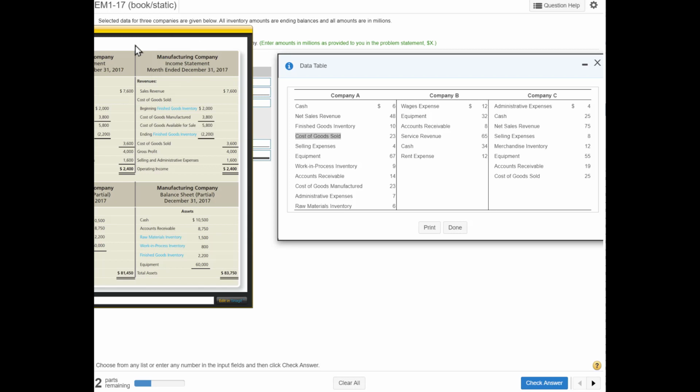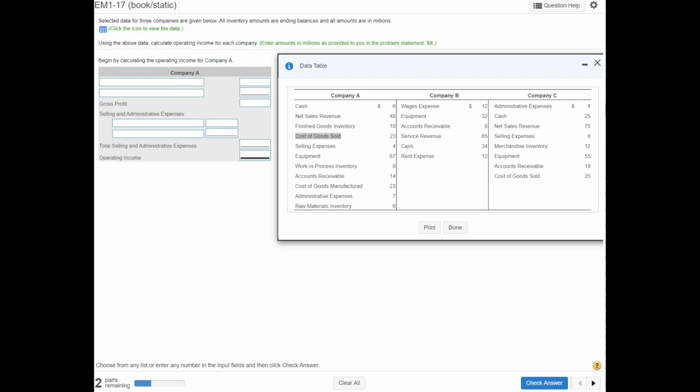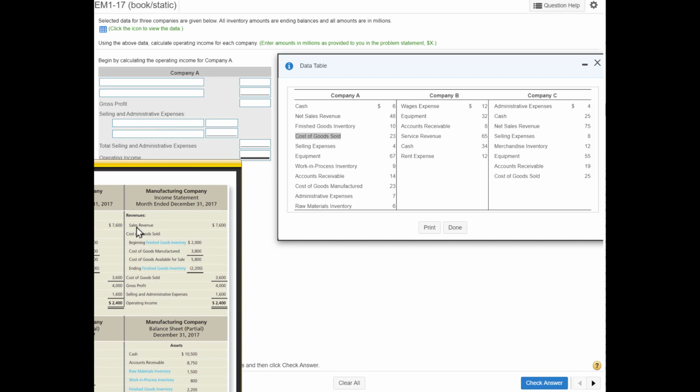Getting back to this slide, this income statement would be an internal document if it were showing you how cost of goods sold is calculated. But for this problem, it's not. Notice we start with sales revenue minus cost of goods sold gives us gross profit. And we've got gross profit here. So that means we're going to have sales revenue here and cost of goods sold here.